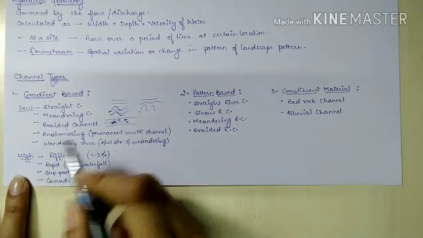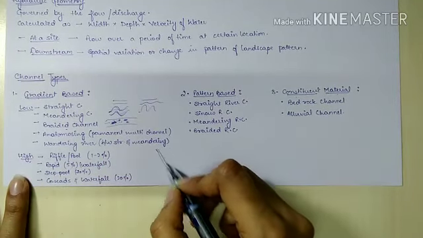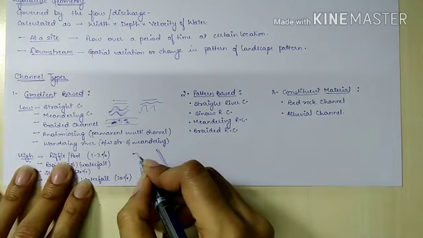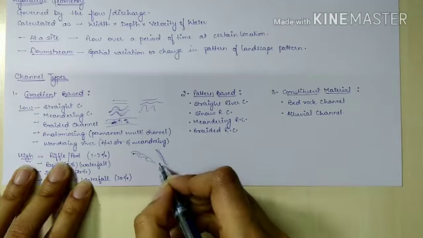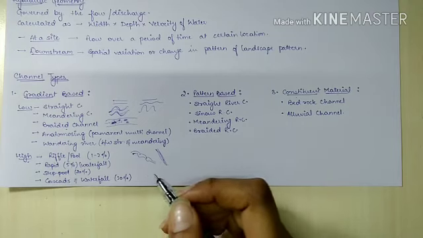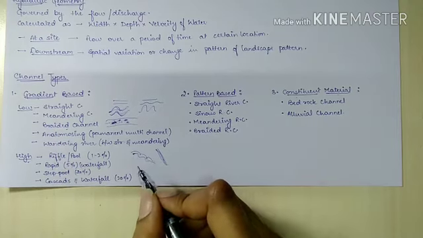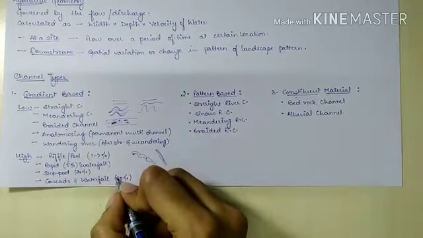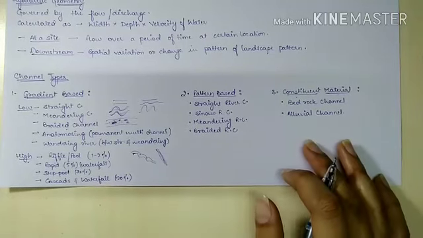Next is high gradient channels. So high gradient channels are ones which are in the youth stage. Okay. So first, when the gradient is 1 or 2%, we will have riffles or pools formation. Next is rapids. Rapids are small waterfall types of things. They are like steps, and here the water flows. So rapids occur when there is 5% of gradient. Next we have step pools. Step pools are also like this. They have 20% of gradient. And lastly, when we have more than 20% gradient, we have cascades and waterfalls.